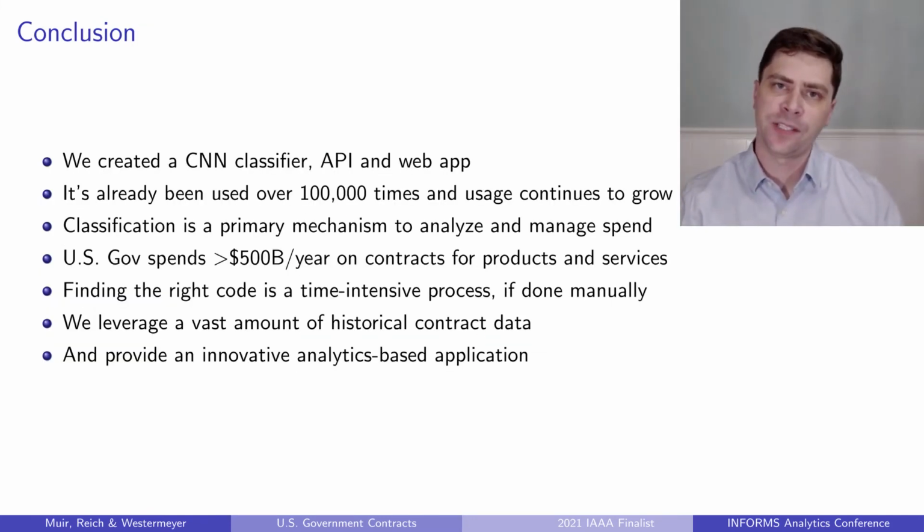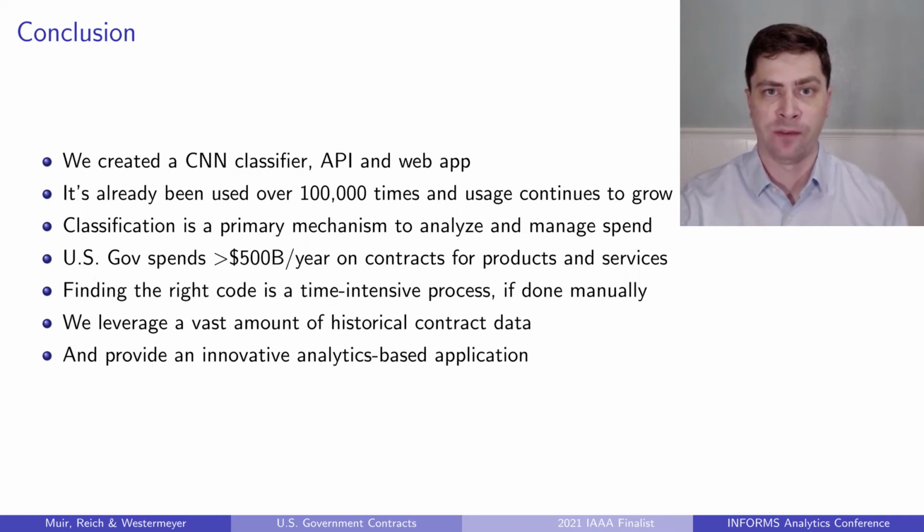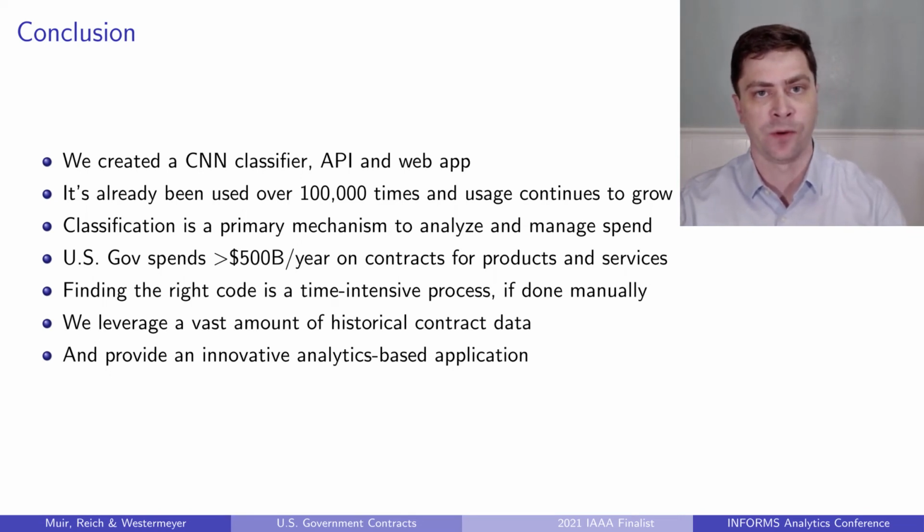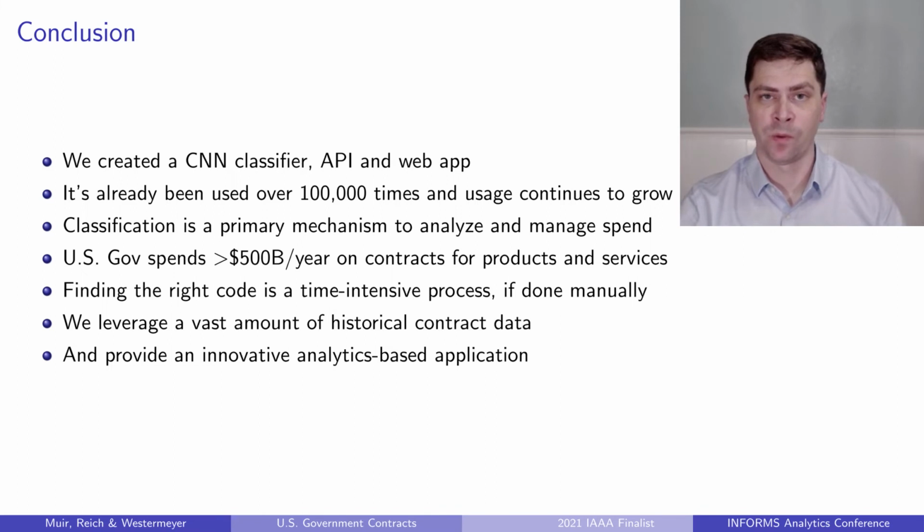Our application takes this convolutional neural network that we've just shown to perform well, and we deploy it on a public-facing website that's available to contracting officers and contract specialists. It's also available to our industry partners to help them identify requests for proposal. The model has been used more than 100,000 times, and usage continues to grow. The model is also accessible via an API, which can be integrated with other applications, such as the contract writing system.